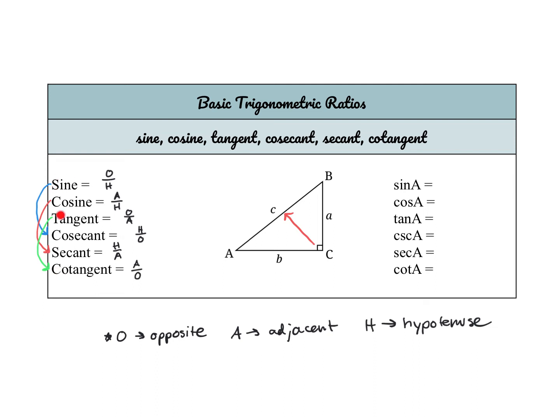And I remember this, especially the first two. I always remember that the co's don't go together. So cosine and cosecant are not reciprocals. So sine and cosecant, cosine and secant, and then tangent and cotangent.